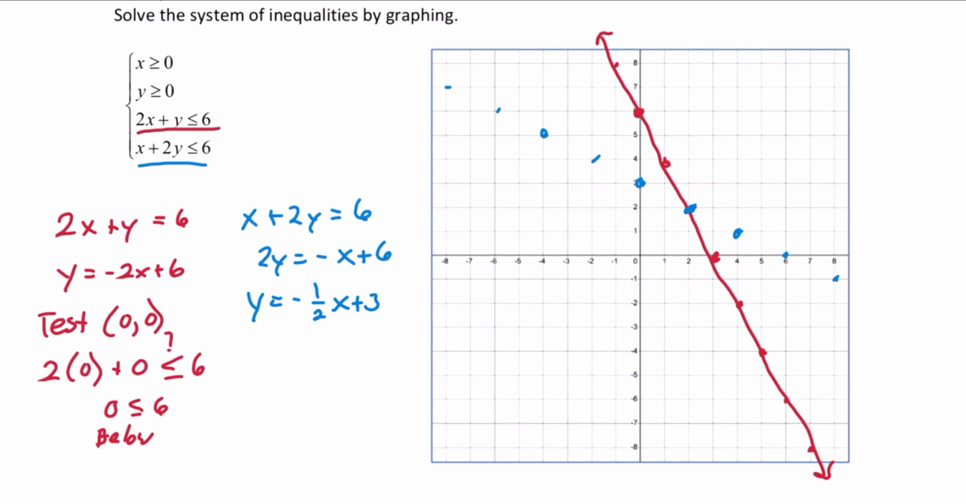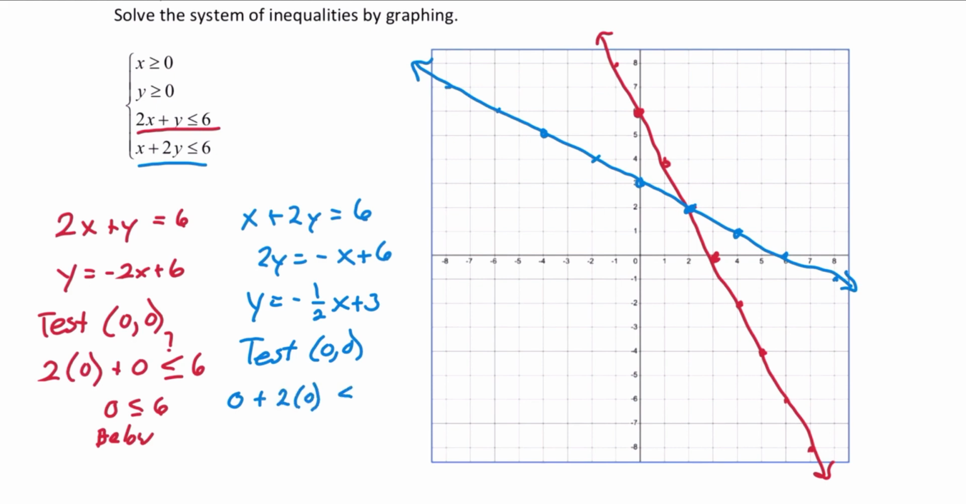The original inequality does have equal to in it, so we can do a solid line. Next, we choose a test point. We'll test 0, 0. Going to the original inequality, 0 plus 2 times 0, we're asking, is that less than or equal to 6? 0 is less than or equal to 6, so we're going to shade below that line.